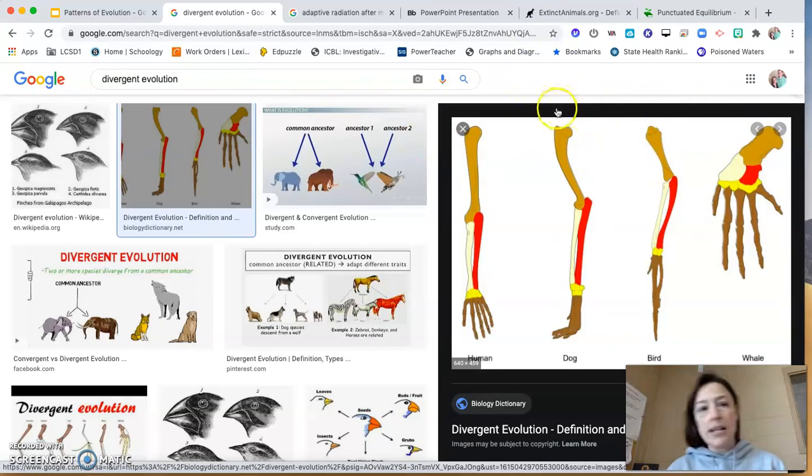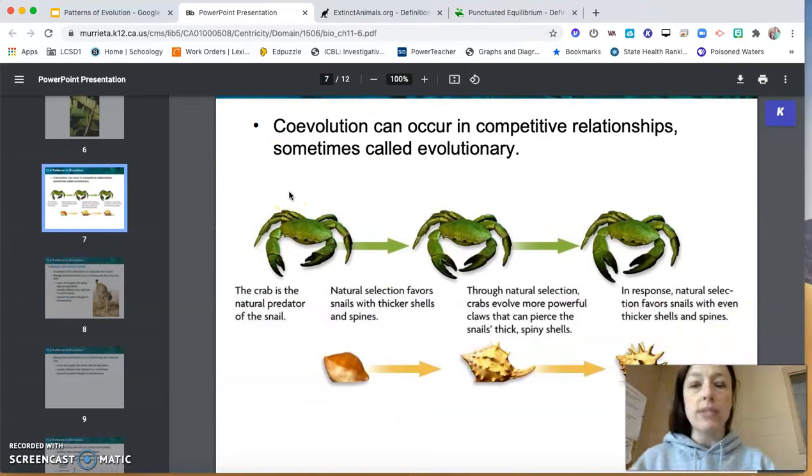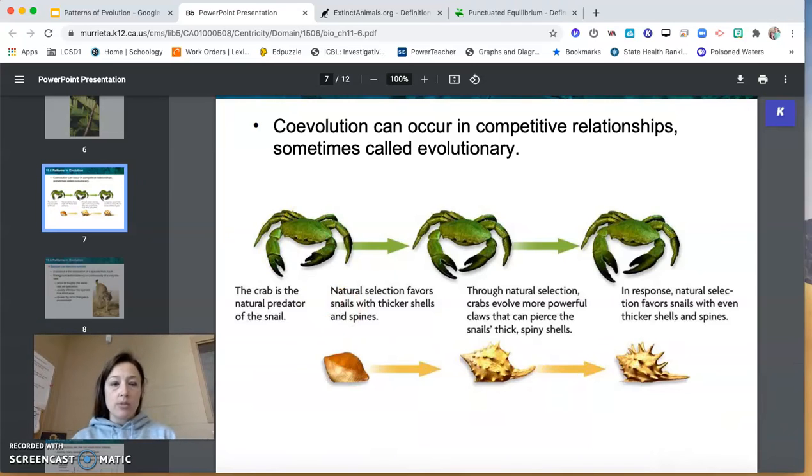Okay, the next is I can explain the process of coevolution. Coevolution is often seen in symbiotic relationships. And so what we have here is a crab and a snail, and the crab eats the snail. And so the crab eats the snail, everybody's happy, whatever, yada, yada. Well, the snail's not happy, he's dead.